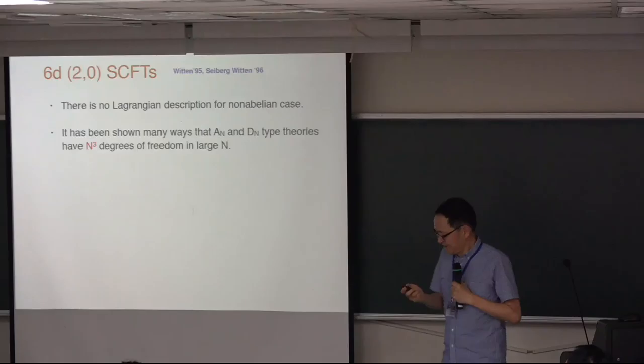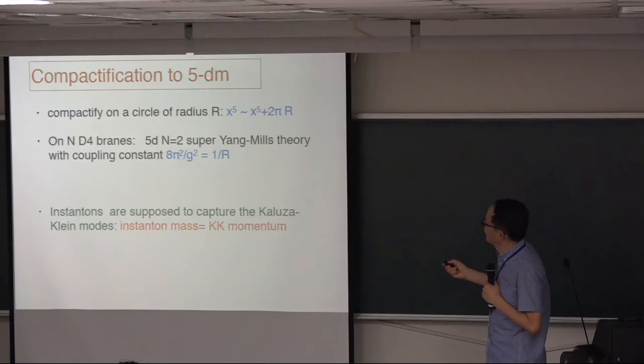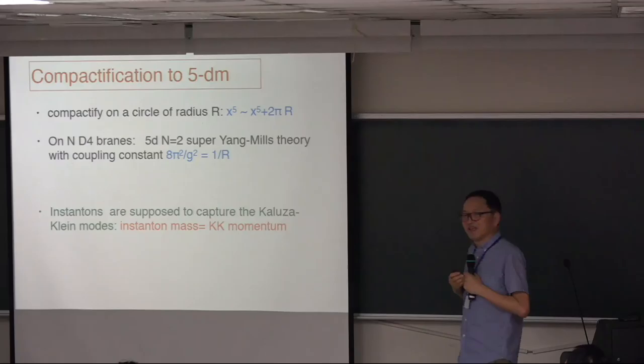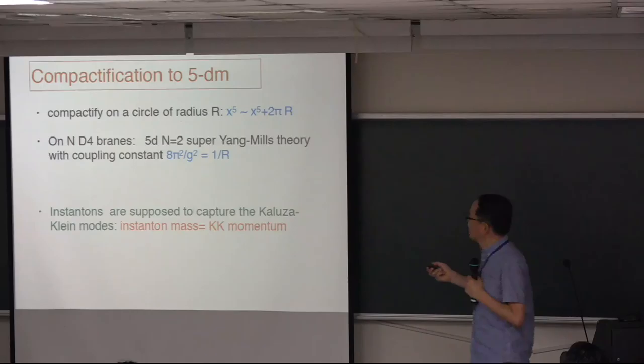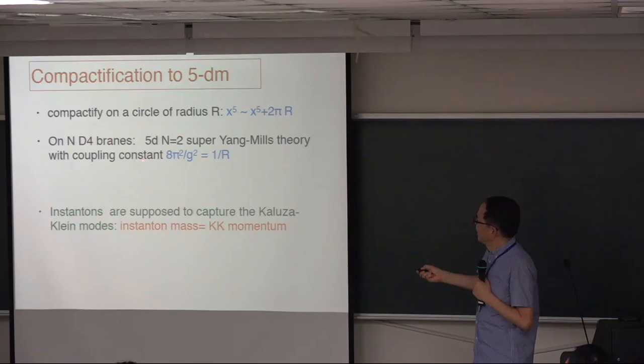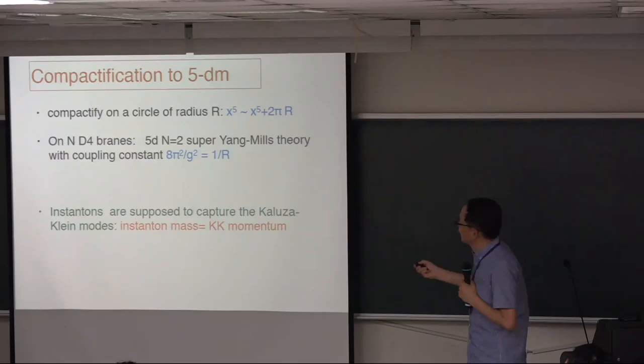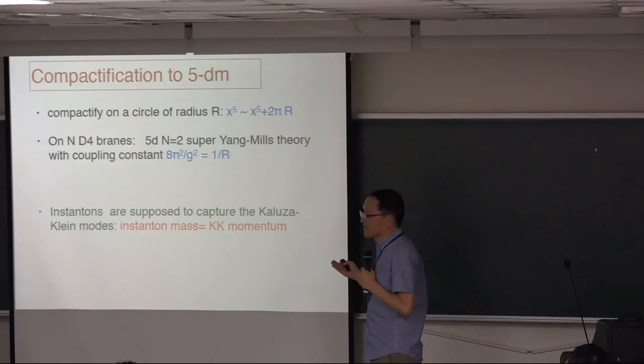So one way of doing it is to circle compactify the 6D theory on a circle with radius R. If I wrap the M5 brane on a circle, then in the small radius limit it becomes a D4 brane. If we exclude all the KK modes, then on the D4 brane we have 5D N=2 super Yang-Mills theory. And in this case, one over the coupling constant is proportional to one over the radius.